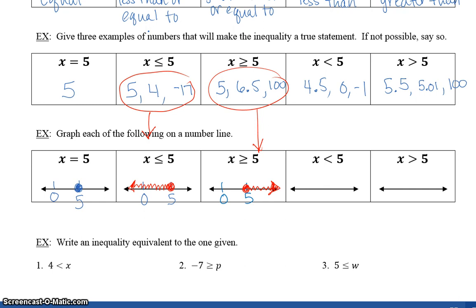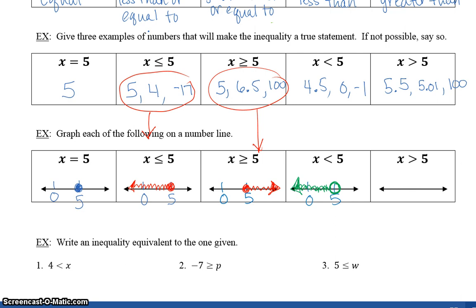The last two do not say equal to. So 5 is not going to be included. So if we put 0 and we put 5 on our number line, again, just to show some direction, we are actually going to put an open circle on 5. That means that everything up to 5 but not including 5 will work in this inequality. But all of the numbers in the shaded region to the left, or the lower numbers, or the numbers that are less than 5, will still work.